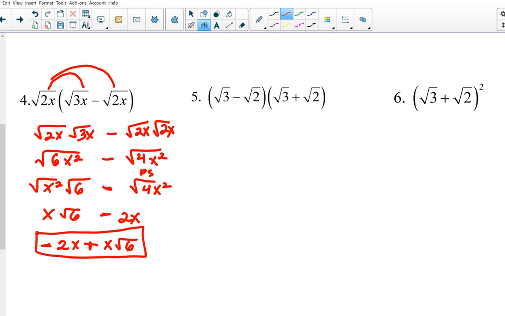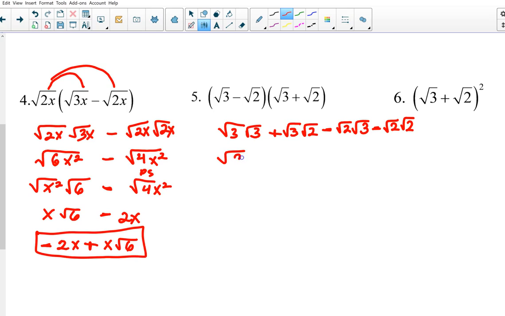For number 5, instead of a monomial times a binomial, we have two binomials, so you can either use the box method or you can use double distribution or FOIL. So square root of 3 times square root of 3, that's our first times first. Our outer is square root of 3 times square root of 2. Our inner is minus square root of 2 times square root of 3. And last times last is minus rad 2 times rad 2.